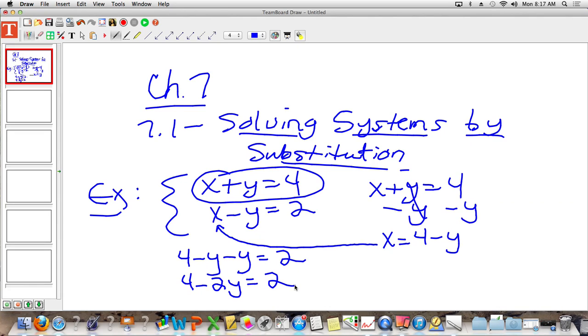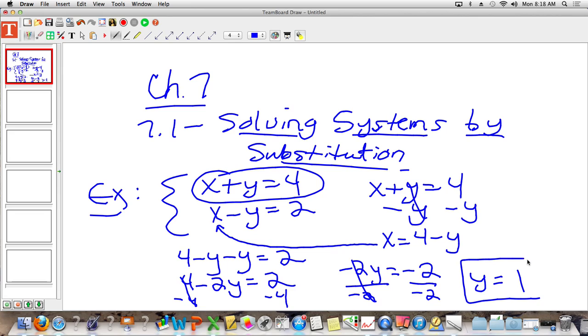Then you have to solve for y. So obviously more than one way to do this at this point. I think what I'm going to do is subtract 4 from the left. I'm going to subtract 4 from the right. That's going to leave me with negative 2y is equal to, what is 2 minus 4? Negative 2. And then divide by negative 2. So y is equal to, what is negative 2 divided by negative 2? 1. So y is equal to 1.